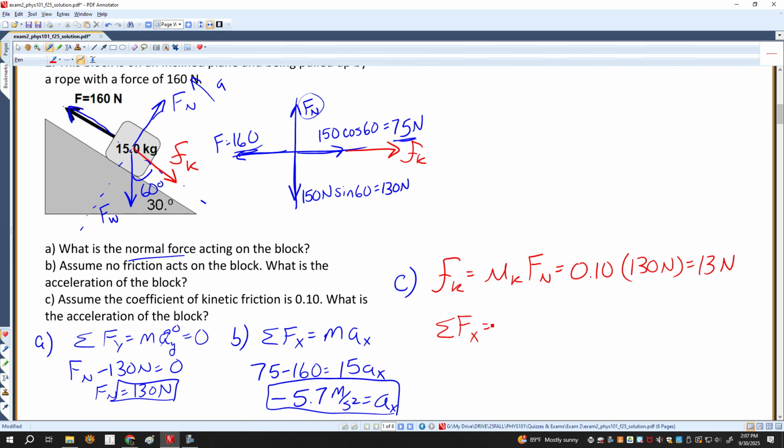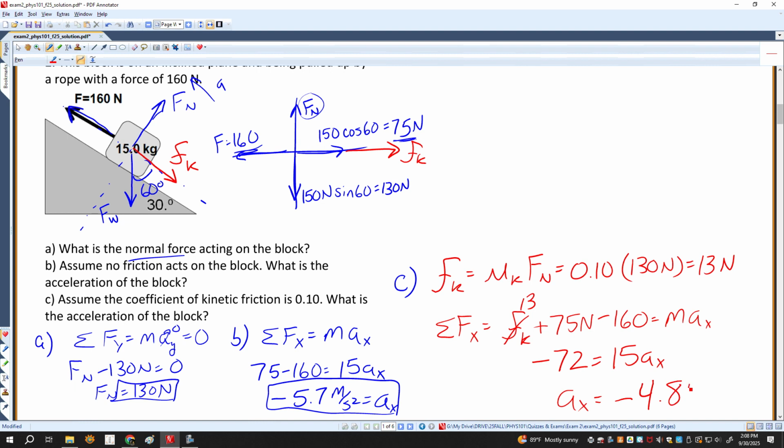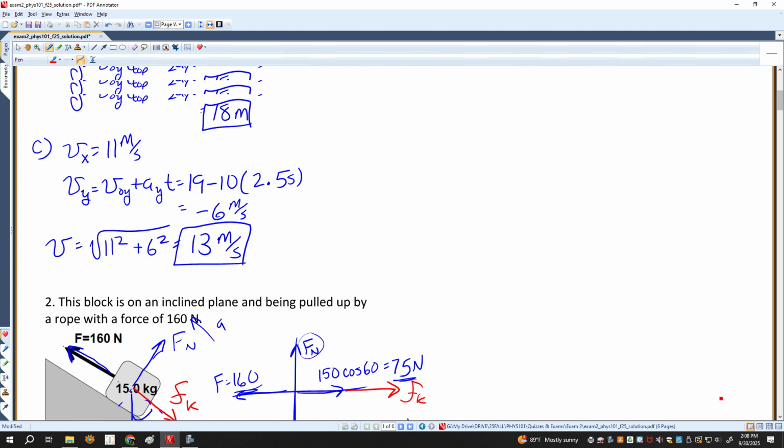Then I can say the sum of the forces in the x direction are now different. I have Fk plus 75 minus 160 equals m a_x. Replace this with 13. So that's 13 plus 75 minus 160. That's minus 72 equals 15 times a_x. So a_x is equal to 72 divided by 15, which is negative 4.8. So that's part C.